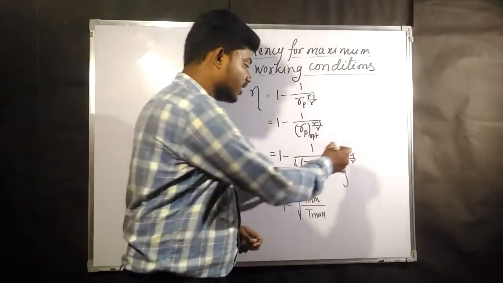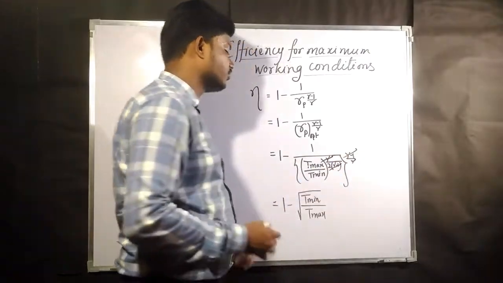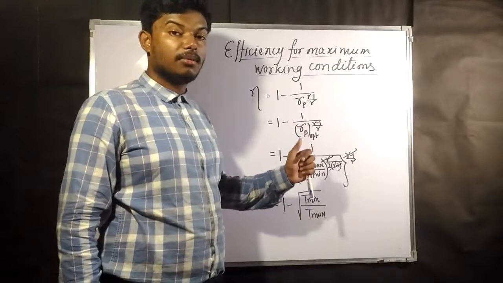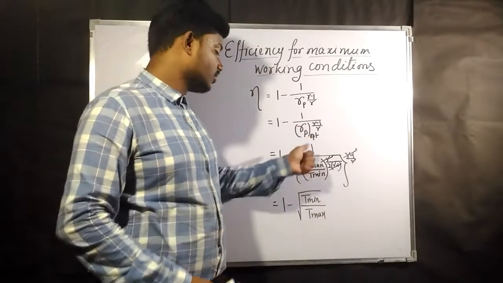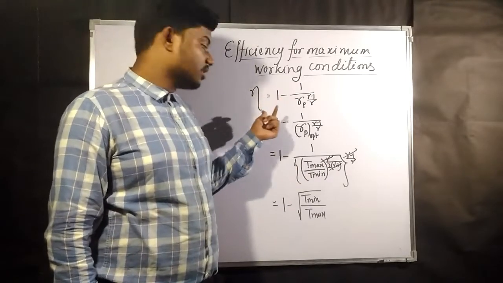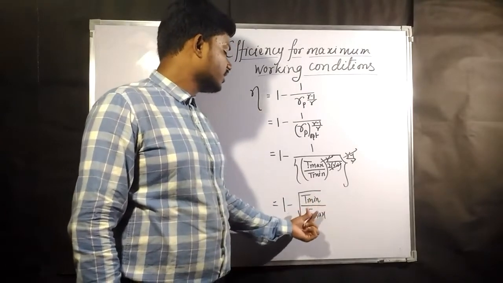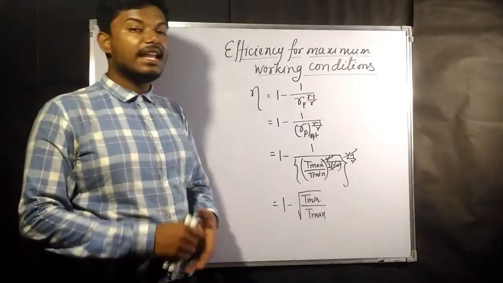And this value goes like this. Again, gamma minus 1 is going to get cancelled out, gamma and gamma is going to get cancelled out. The remaining thing is Tmax by Tmin to the power 1 half. That means Tmin will go to the denominator. So the final expression for efficiency for maximum work output is going to be 1 minus root over Tmin by Tmax, whole root over of Tmin by Tmax.